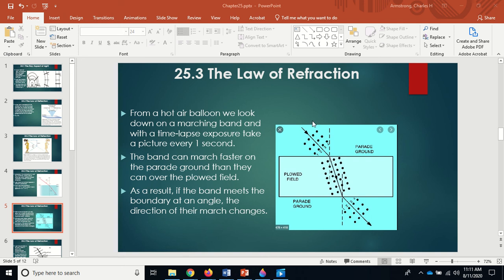So from a hot air balloon, we look down on a marching band, and with a time-lapse exposure, taking a picture every 1 second, the band can march much faster on the parade ground than they can on the plowed field. As a result, if the band meets the boundary at an angle, the direction of their march changes. If they came straight on, perpendicular to it, along this line here, they would just slow down. There wouldn't be any bending. So they have to come in at an angle in order for there to be bending.